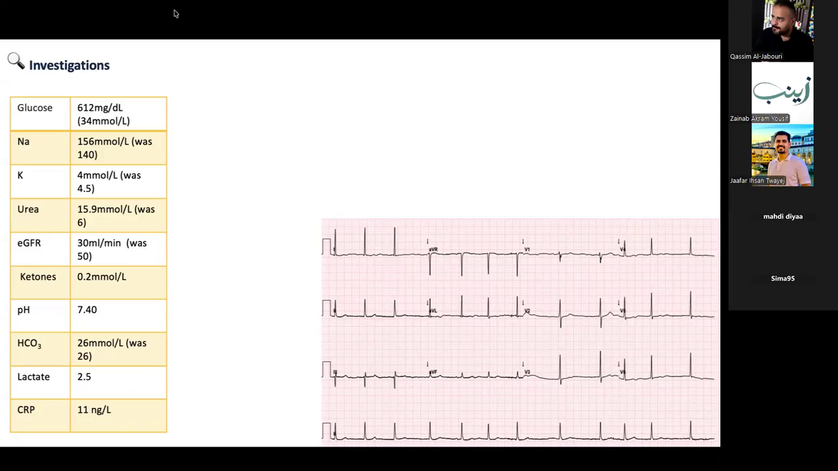Blood glucose is elevated, hypernatremia. Ketone is low to exclude DKA, and pH is normal. CRP is in the normal range, lactate borderline. This is a case of HHS, but I need to calculate the osmolality.